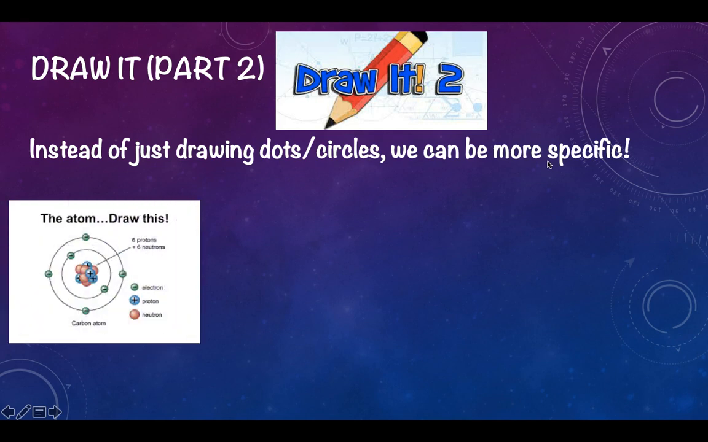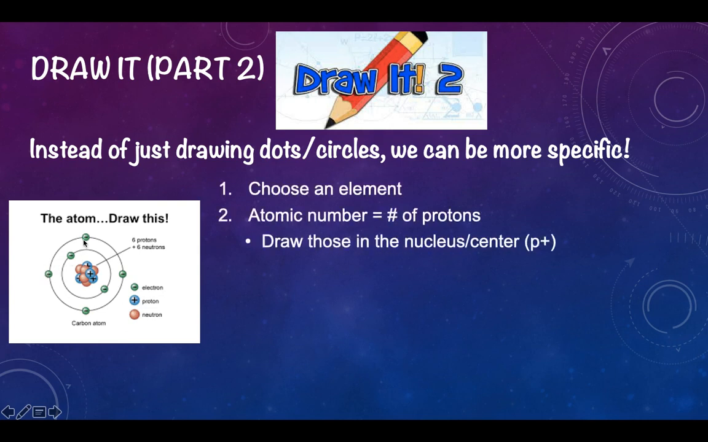So if I want you to draw an atom, we're going to draw something that kind of looks like this. Protons and neutrons are in the middle. That's called the nucleus. And then the electrons are flying around the outside. So you'll pick an element, or I'll pick it for you. You'll find the number of protons, because that's the same as the atomic number from the periodic table. And you'll put those in the center, with a P+ for protons, which have a positive charge.